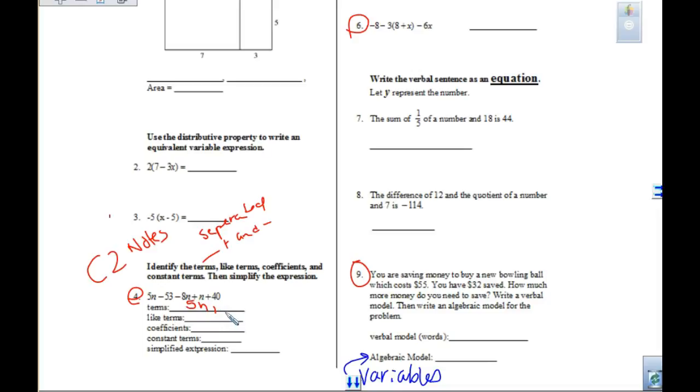What would be the next one that I'm going to write down, Andy? What's the next thing? Negative 53. Kylie, what's the next thing I'd write down? Would it be negative 8? It would be negative 8n. Jacob would be the next thing. And my last term that I see when I look at this, Whitney, would be what?